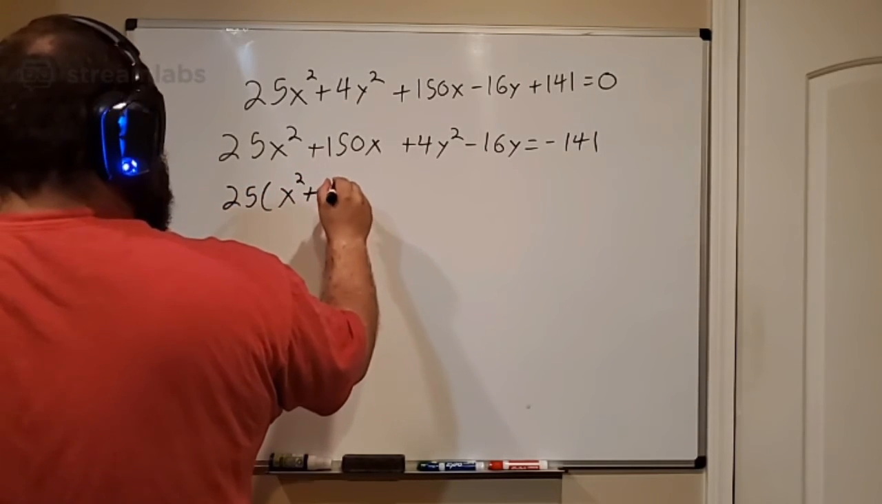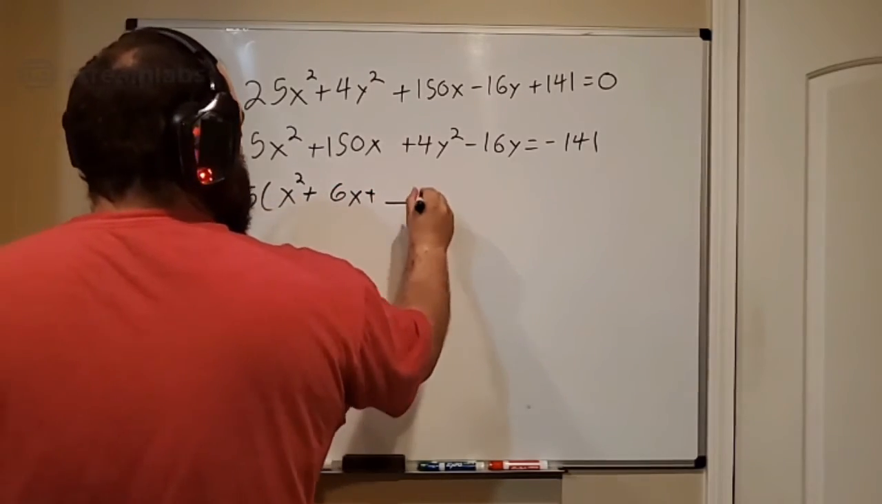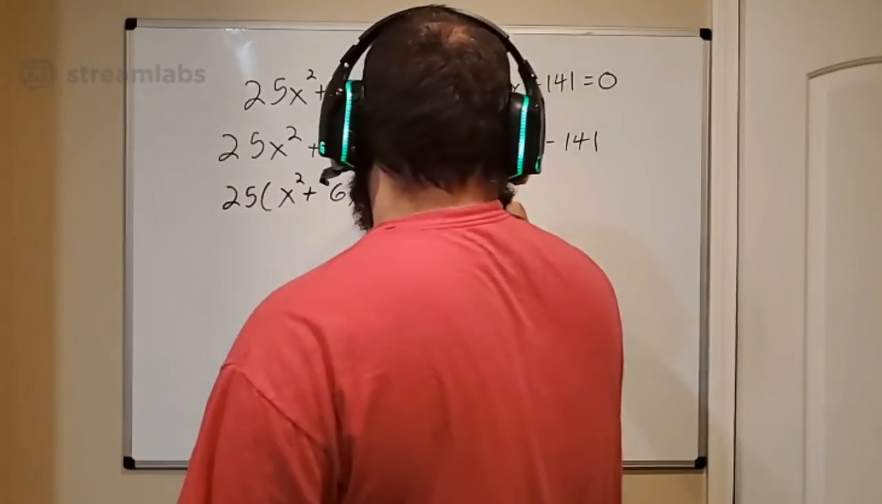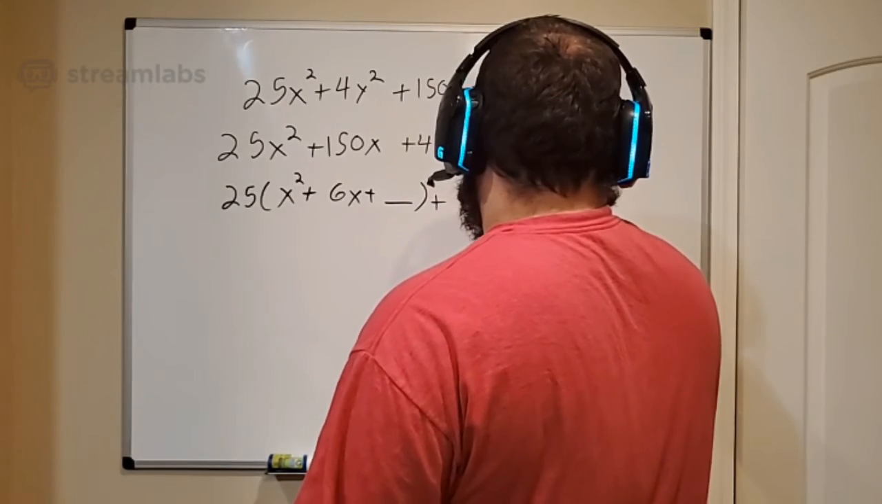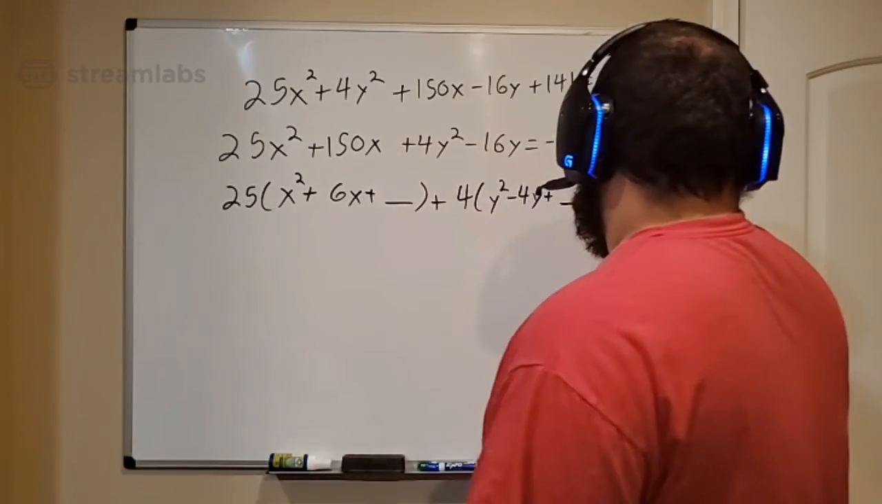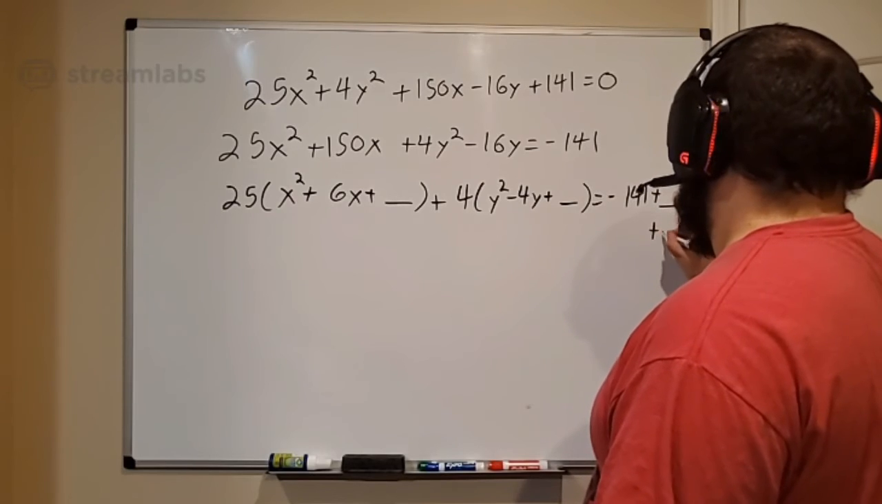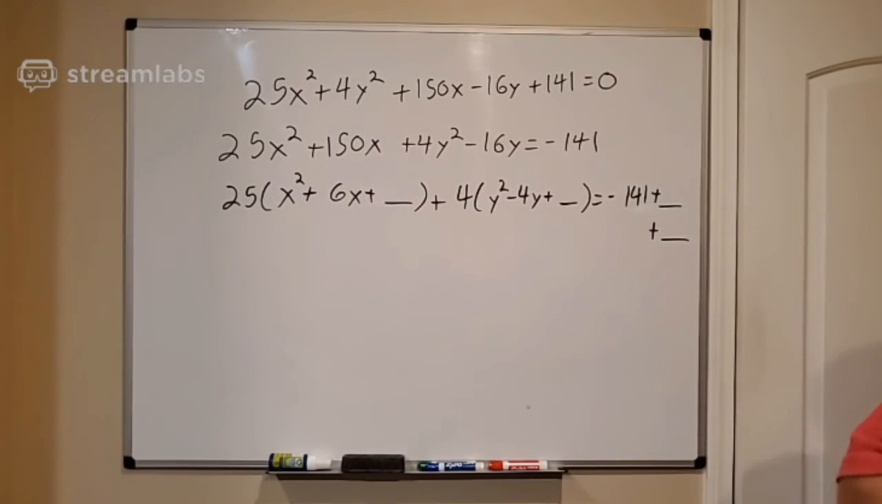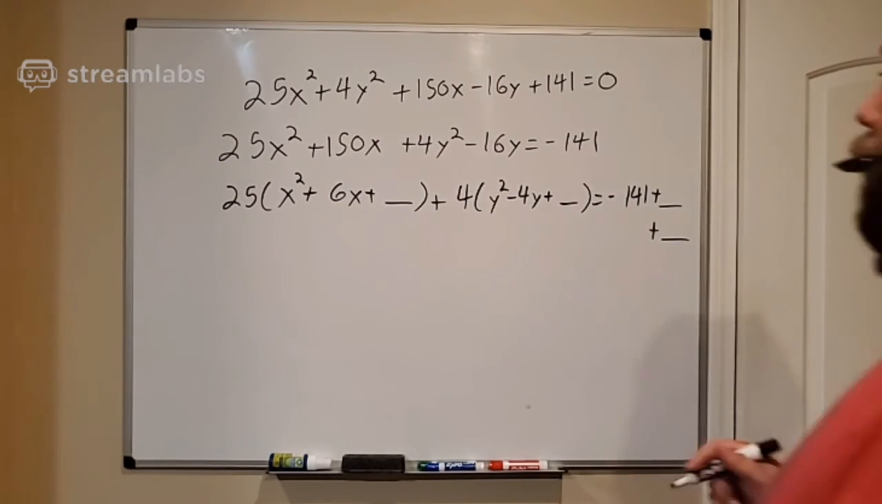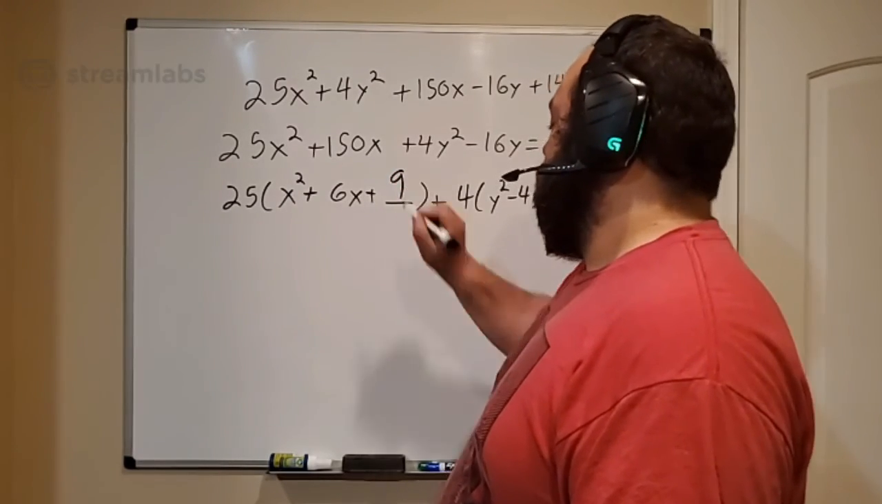And now is when I'll put my blanks in. So y squared minus 4y plus blank equals negative 141 plus blank plus blank. What is going to go in my first blank? 9. How do we get 9? You do 6 divided by 2, and then you square that. Very good.